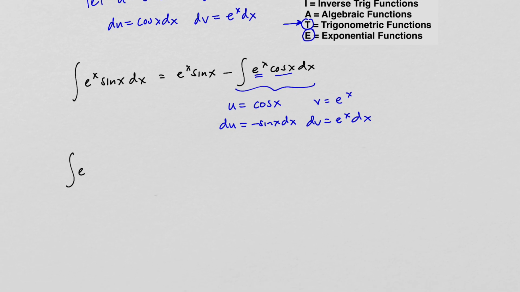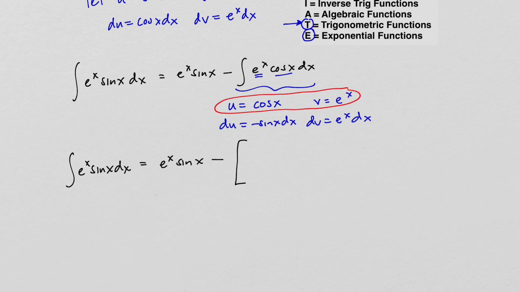So we have the integral of e to the x sine of x dx is equal to e to the x sine of x minus the quantity. And then here we're going to do u times v, which is e to the x cosine of x, minus the integral of v times du, which is e to the x times negative sine of x dx.